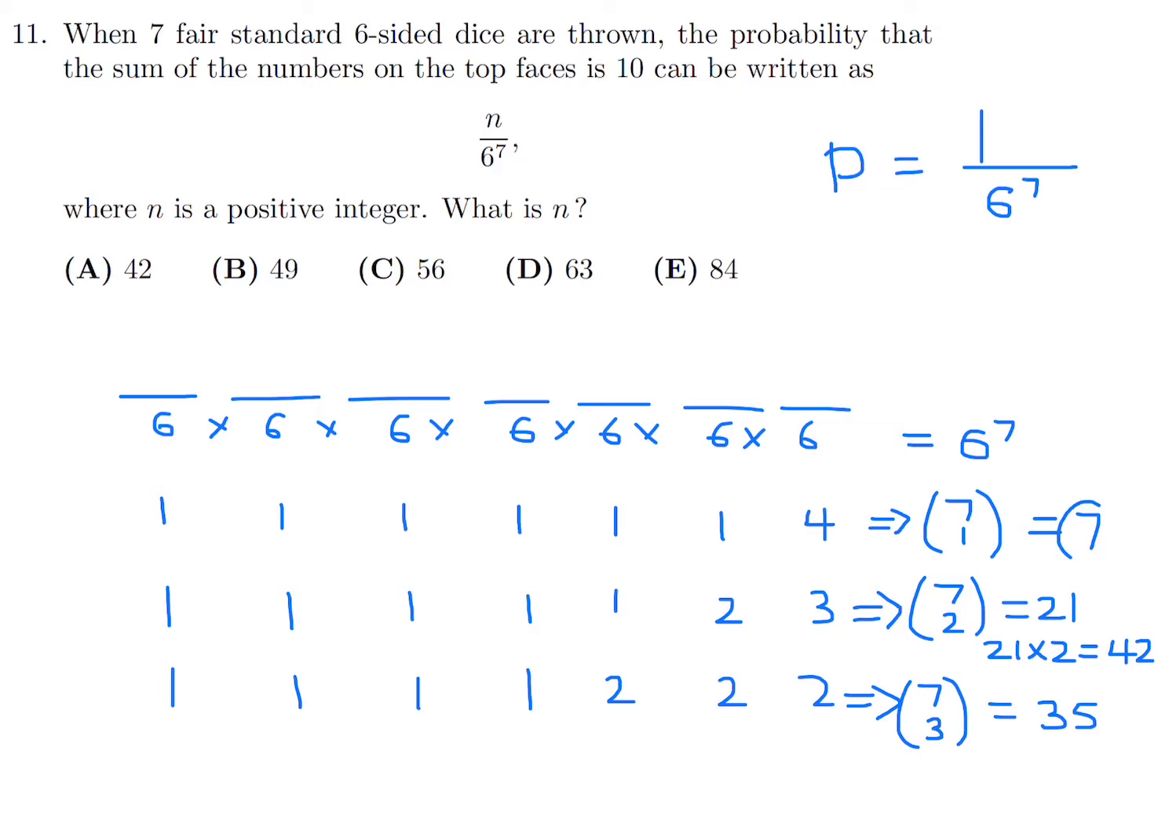So I add this 7 with this 42 and this 35. And that is what? 77 plus 7, 84. So 84 is what goes into the numerator. So that is my probability. And they've actually said that's n over 6 to the power of 7, so they've actually given us the denominator already. So I guess n is just 84. That's it. So number 11, the answer is E.